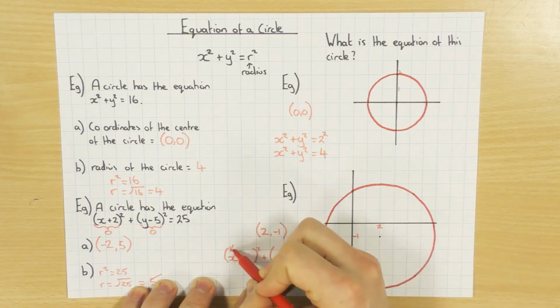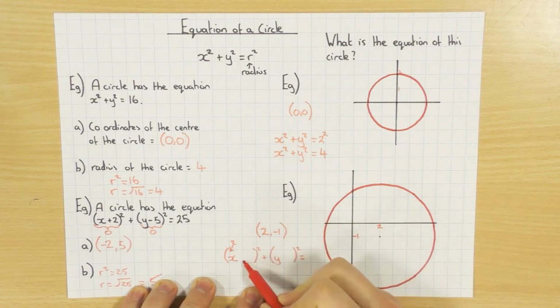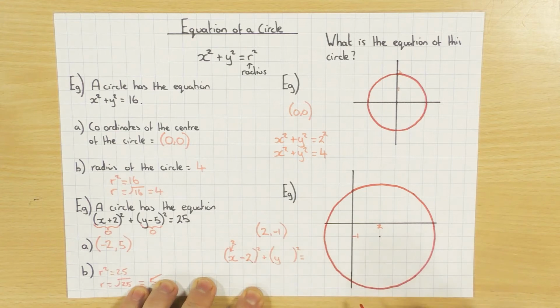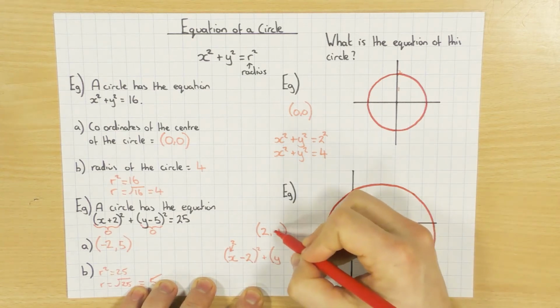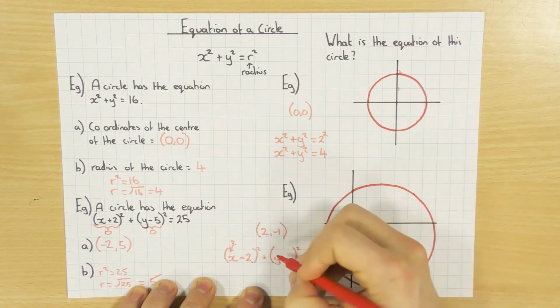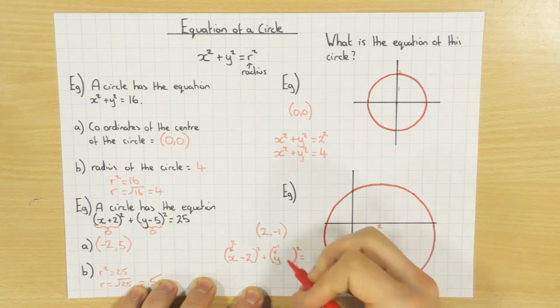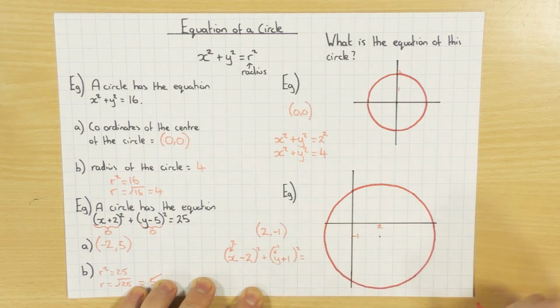So if I know that x is 2, what number needs to go here to again make this bracket 0? Well, if x is 2, that must be minus 2. If I know that y is minus 1, what number needs to go here to make this bracket 0 again? Well, if y is minus 1, I need to plus 1 to get it to 0. Okay? So that's how you work out the first bit.